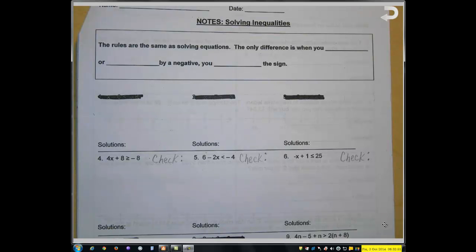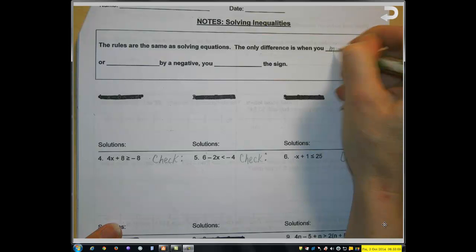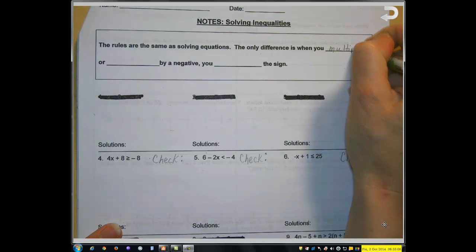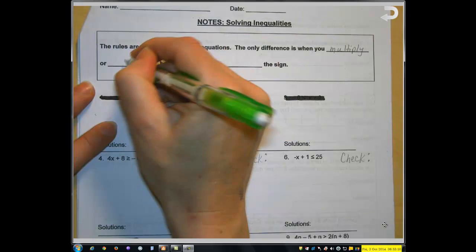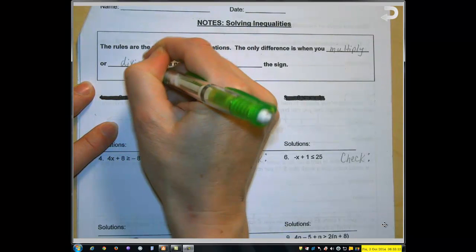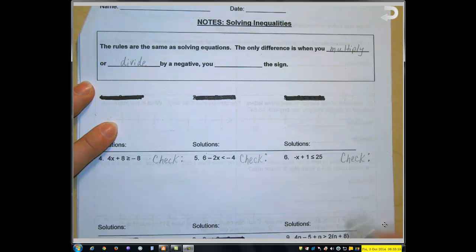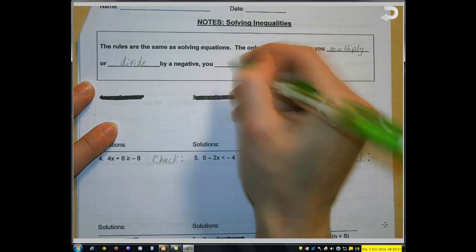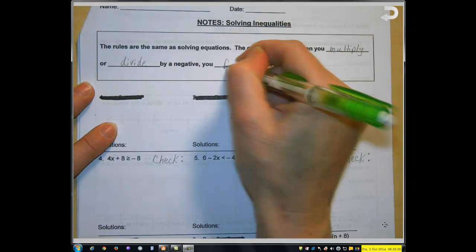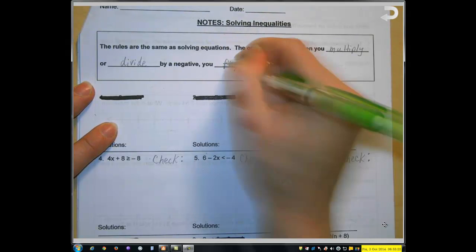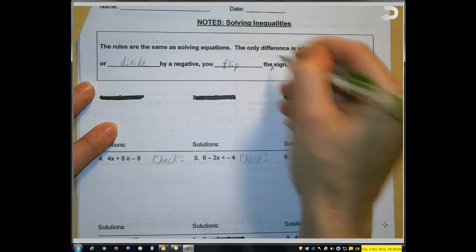Today we're going to be learning about solving inequalities, and you're going to find that the rules are very much the same as for solving equations. There's only one difference, and that difference is that when you multiply or divide by a negative, you flip, that's an F, you flip the inequality sign.